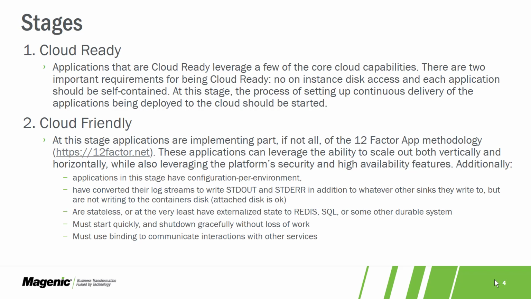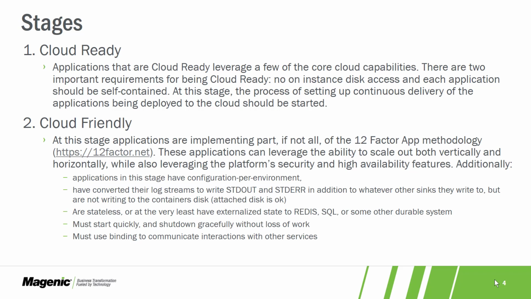The next level up on that is a pretty good sized jump. It's cloud friendly. And at this point, you have bitten down on the 12-factor app methodology, and we're going to go through that in a slide or two. And the application systems that you've built are capable of both vertical and, more importantly, horizontal scalability. And they're starting to leverage platform capabilities such as security, high availability, durability, and so on.